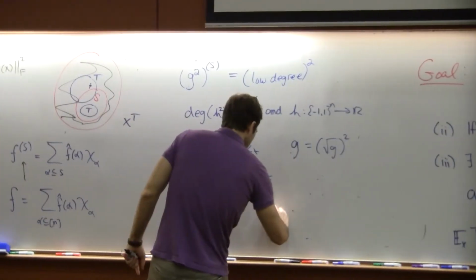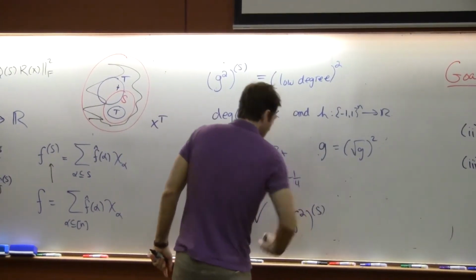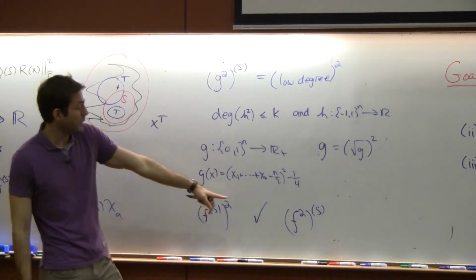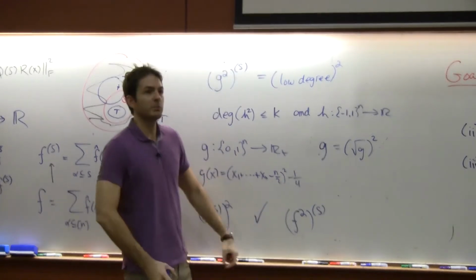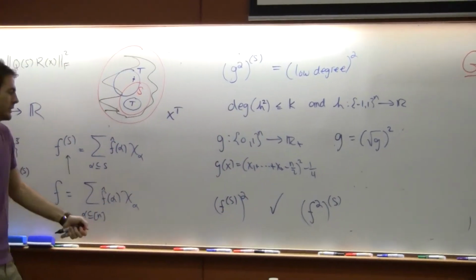So this thing will again be low degree because the random restriction lowers the degree, but there's no reason it should be the square of something low degree.